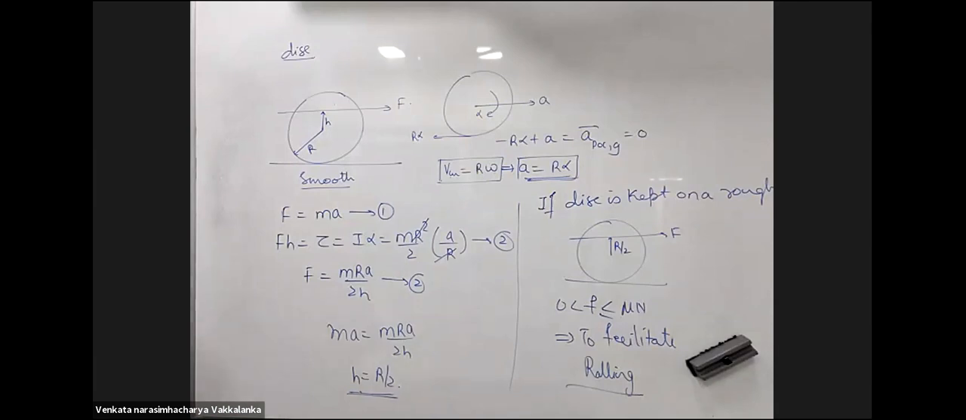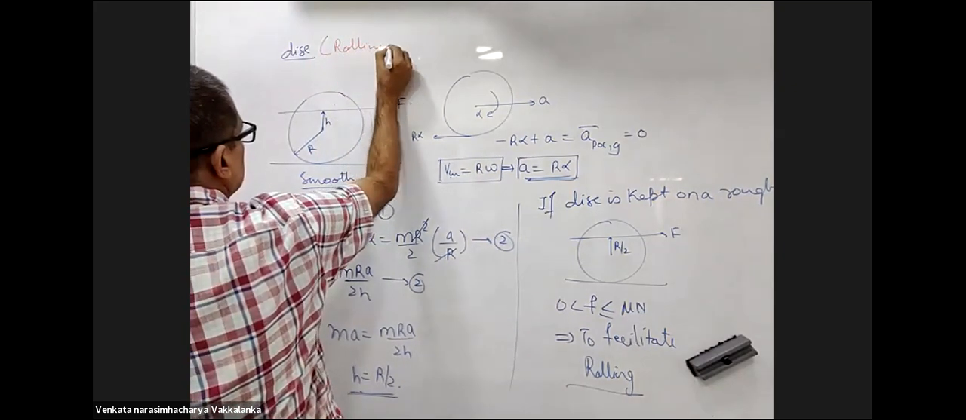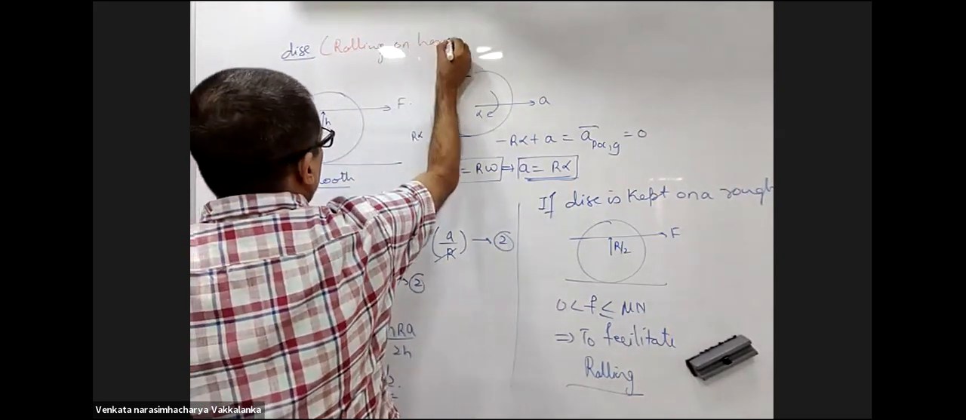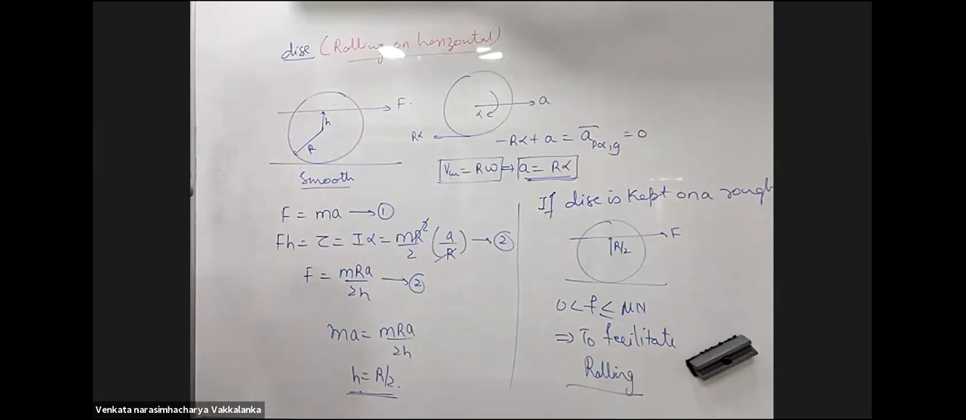Take it down till here. So what should be the name of the subtopic? Actually, it is a continuation of that, but it's okay. Write down the name of the subtopic. You will understand what it is after we reach the ending. Put it as a disk rolling on a horizontal surface. Rolling on a horizontal surface. But wait till I come to the ending, you will actually understand the meaning of that.